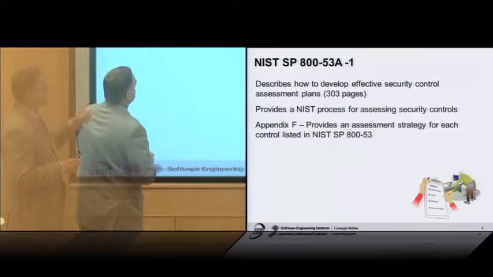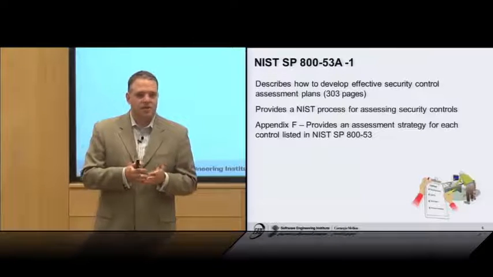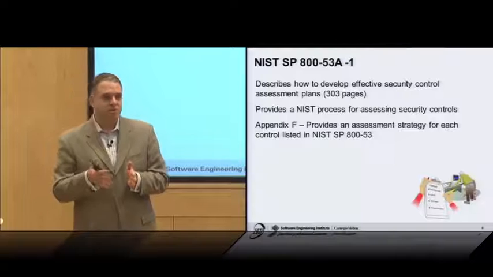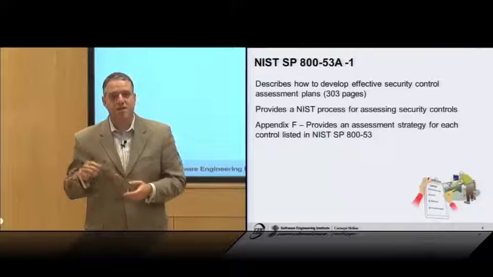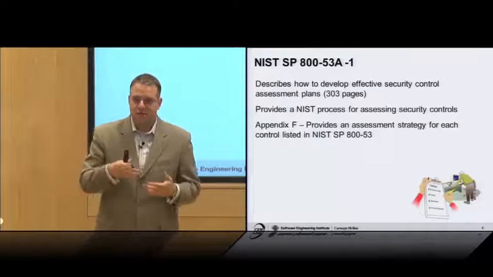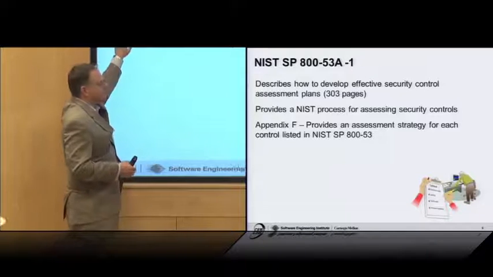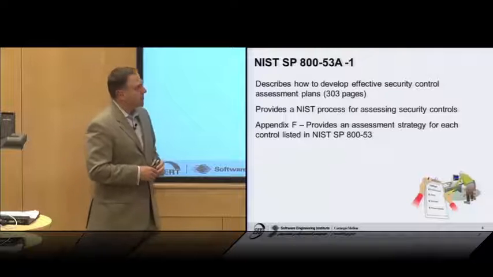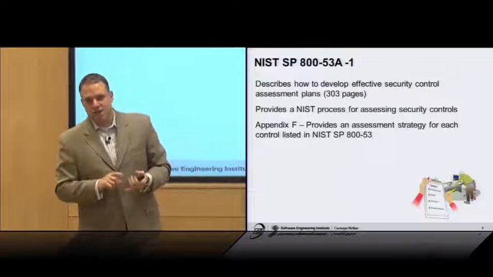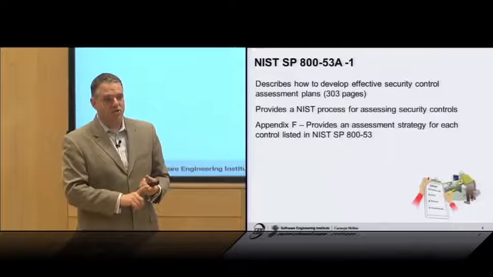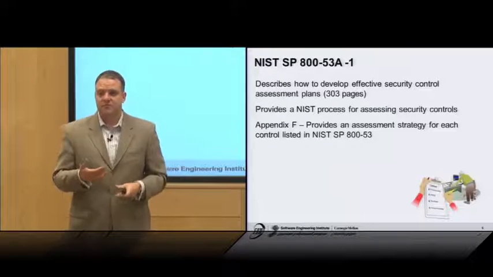Back to 53A again. So 303 pages on how to develop a security assessment plan, how to assess those controls. It actually lays out a process in combination with 115 about how to assess and look at controls. And then Appendix F, this is where the vast majority of the pages of this document are. Appendix F will show you for each control how you should assess it. Should I examine? Should I interview? Should I test? What should I look for? And it gives you guidance on how to evaluate whether that control is actually effective or not.